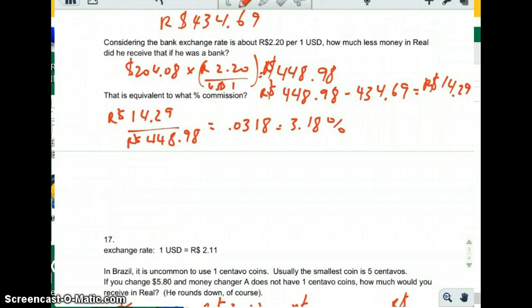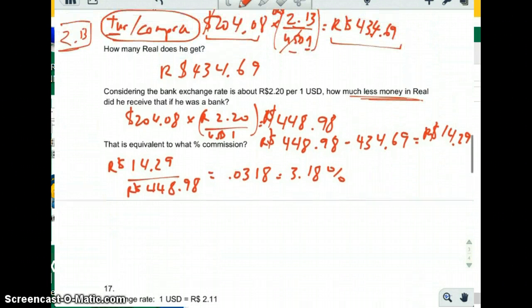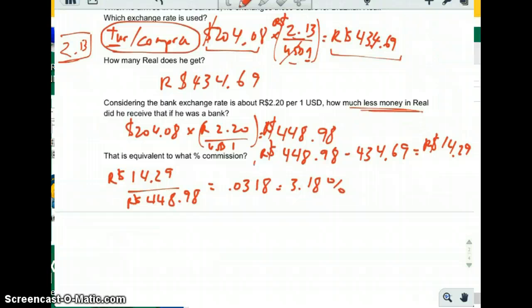So that is 220 reais over $1. Okay, and then when you multiply that, you get 448 reais with 98 cents. Now we're just going to figure out how much less money he got in reais than if he was a tourist. When he's a bank, he could get 448.98 for that $204.08. Now, if he's a normal person, then he can only get 434.69. So we're going to subtract those to see what the difference is, and the answer is 14.29.